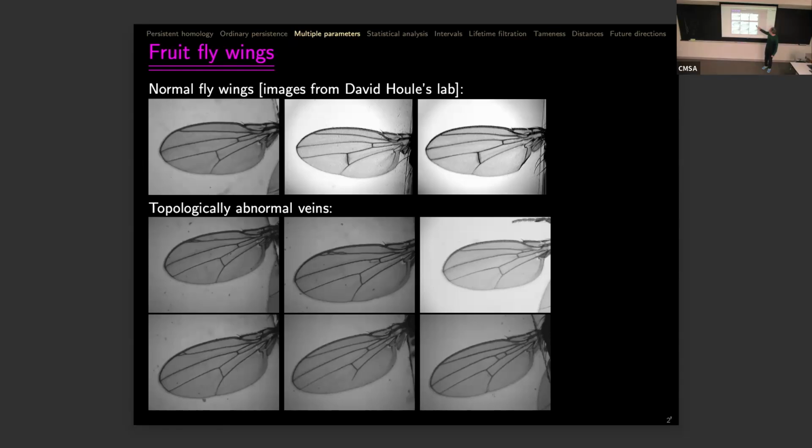There's one up here that has a cross vein between the first and second longitudinal veins, and actually, as it turns out, this cross vein doesn't actually reach the first longitudinal vein. So there's a question about how to label that. In any case, topologically abnormal, topologically normal, we want to do some study that is able to incorporate both of these things.